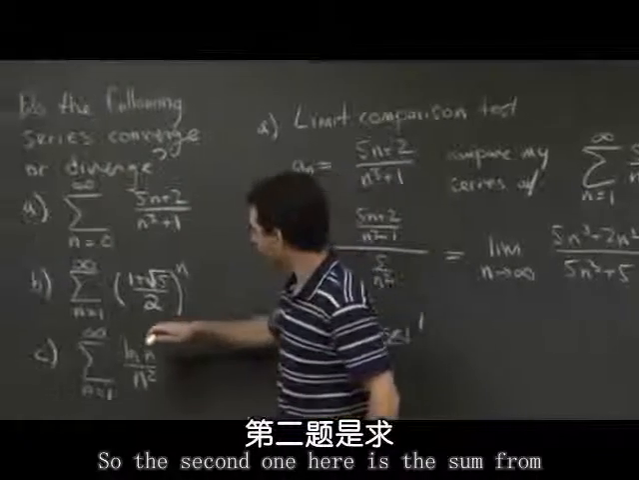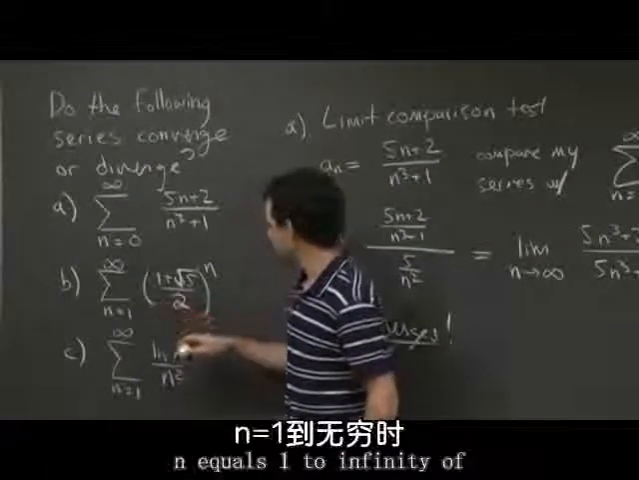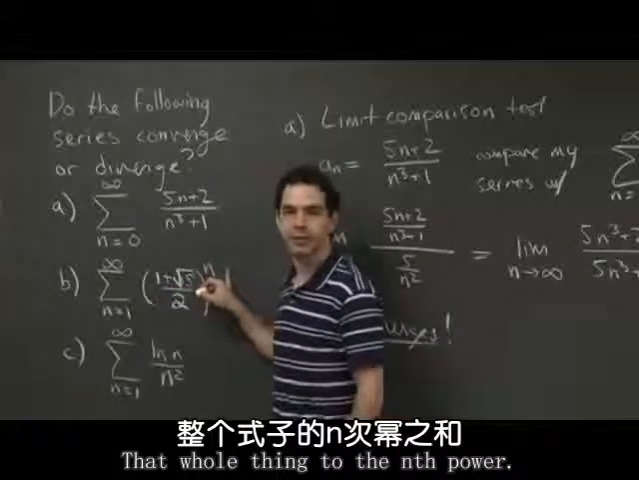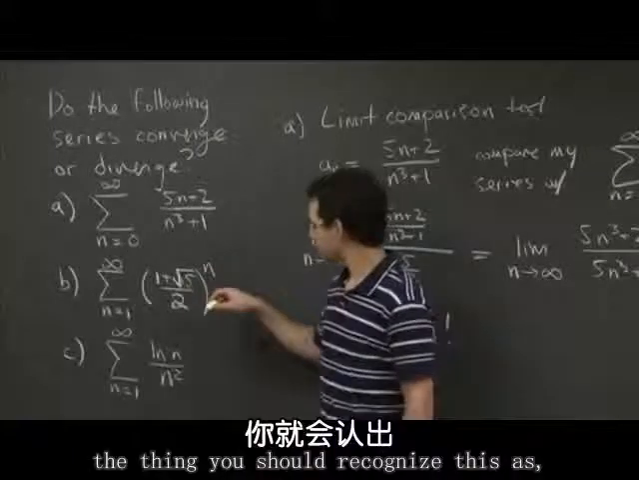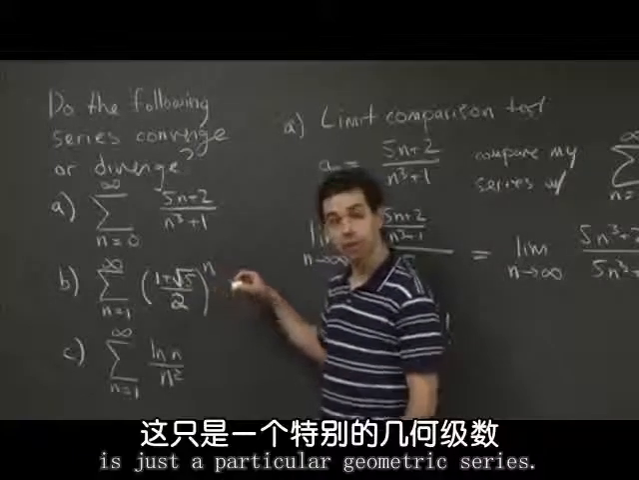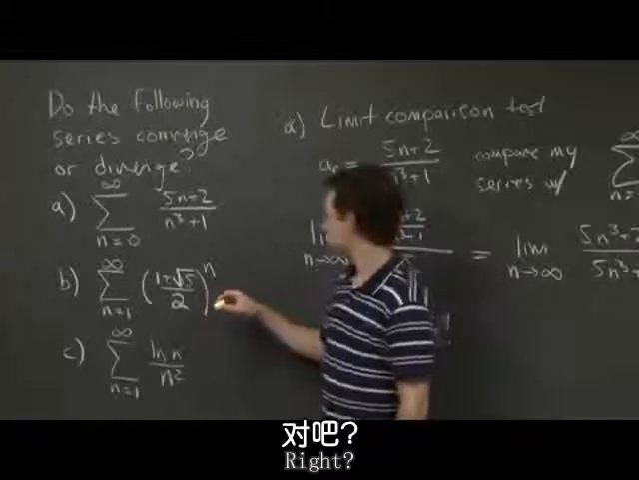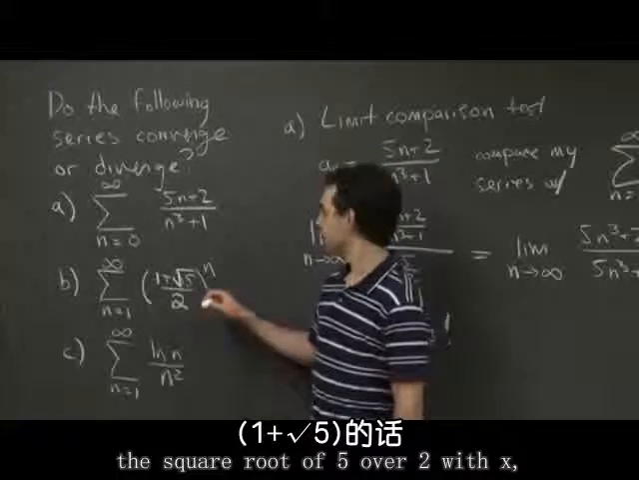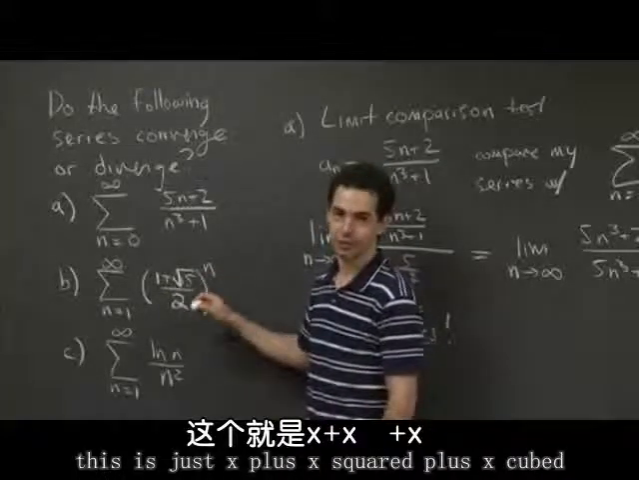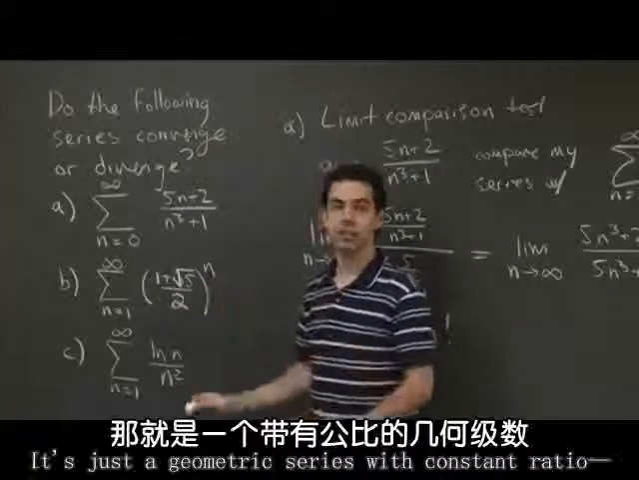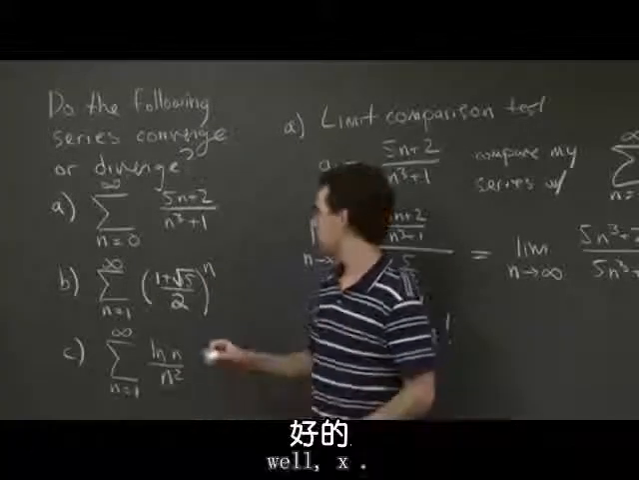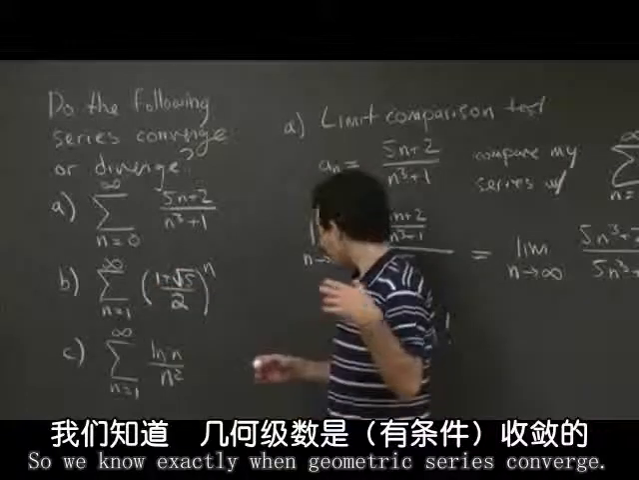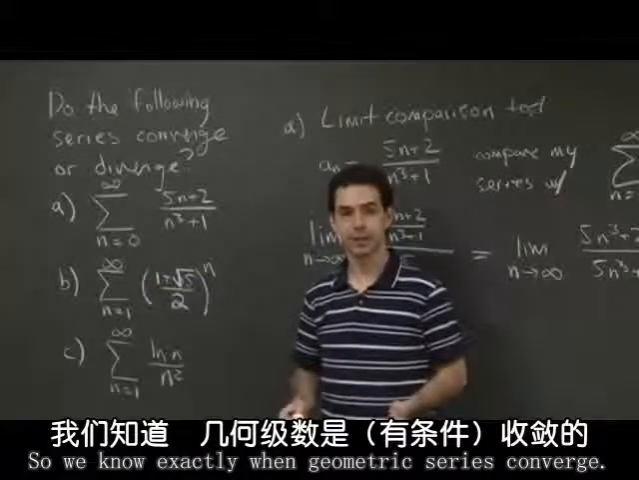The second one here is the sum from n equals 1 to infinity of ((1 plus the square root of 5) over 2) to the nth power. If you look at this, you should recognize it as a particular geometric series. If you were to replace (1 plus the square root of 5) over 2 with x, this is just x plus x squared plus x cubed plus ... It's a geometric series with constant ratio x, which is (1 plus square root of 5) over 2.